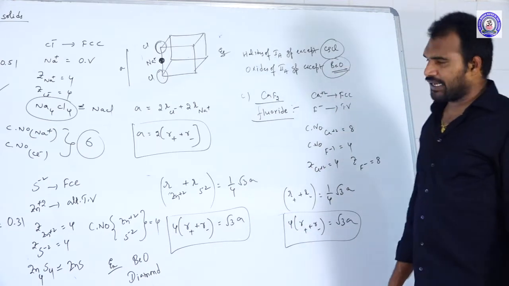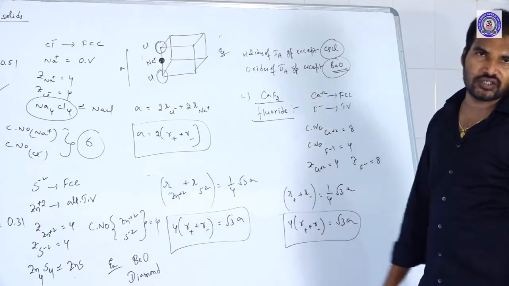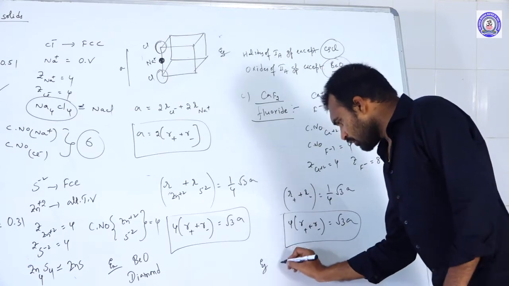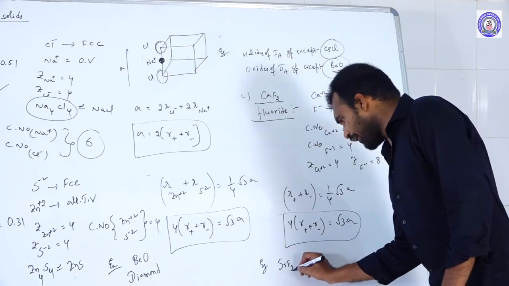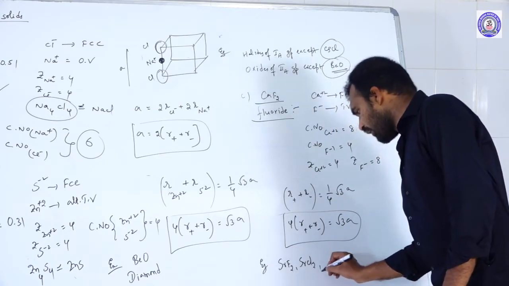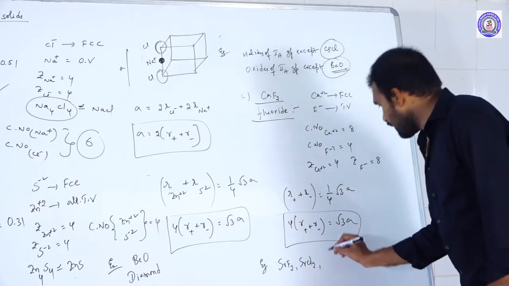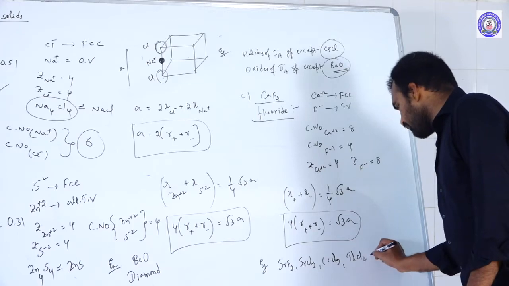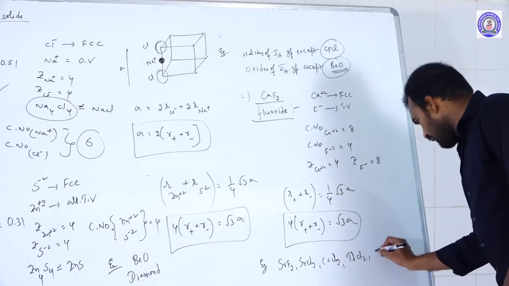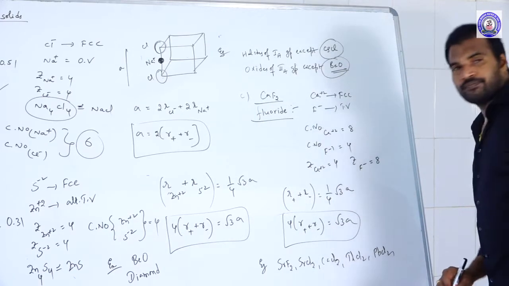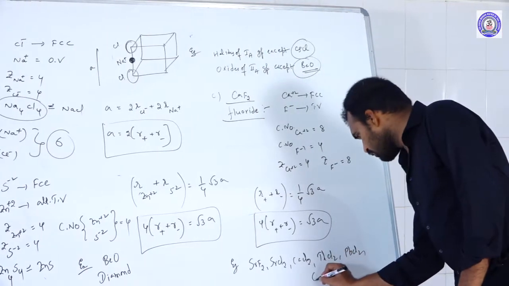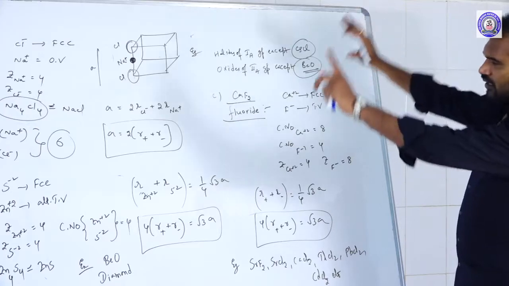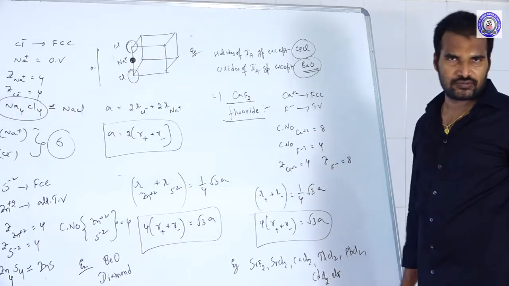Like calcium fluoride, which salts show the same crystal lattice? Like calcium fluoride, strontium chloride, barium chloride, thallium chloride, lead chloride, cadmium chloride, etc. All these salts show the same type of fluorite structure.